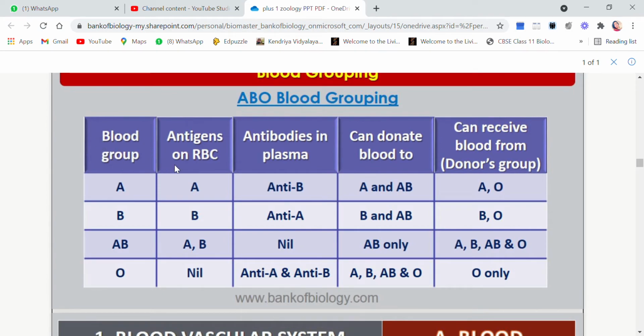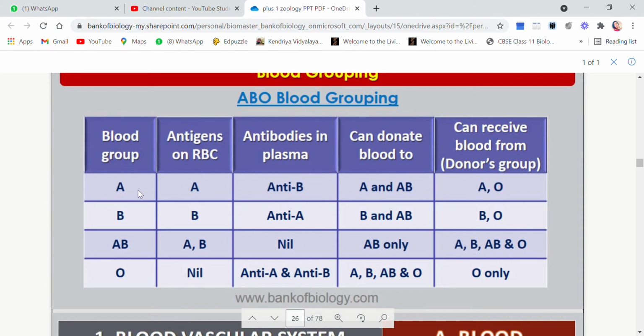These are the blood groups, antigen present on the RBCs, antibodies present in the plasma, who can donate and who can receive. So let's start. If the blood group is A, suppose the person is having RBCs with antigen A, then this person's plasma will have antibodies B, and this person can donate blood to both A and AB. Now why? Because if the person is giving blood to another person who is having the same blood group, no problem, because that person will also have the same antibodies.